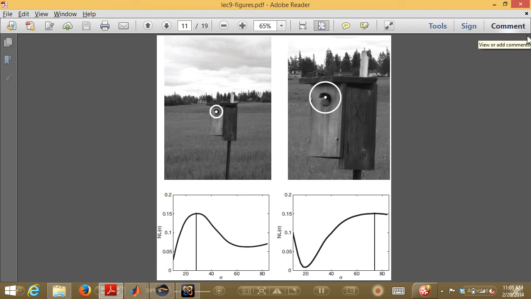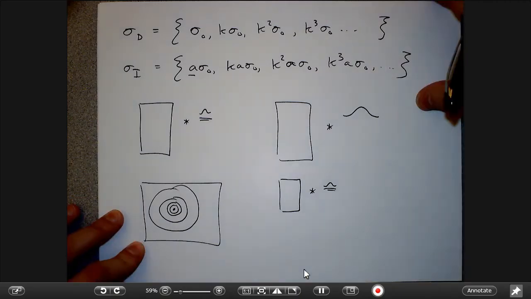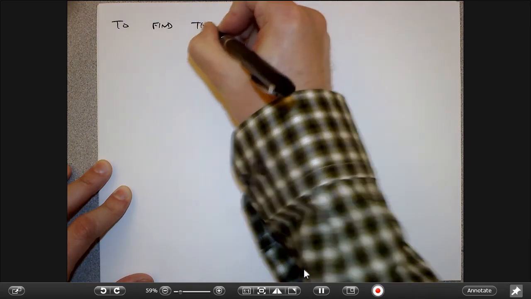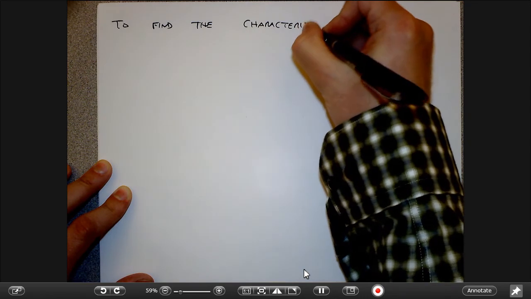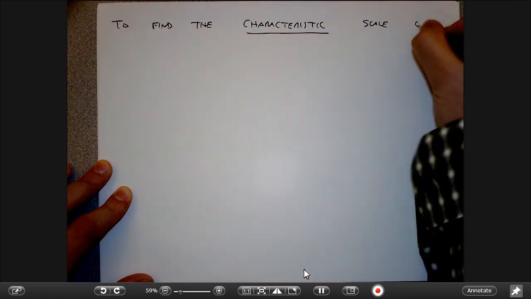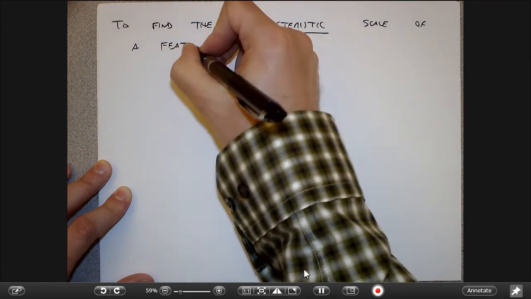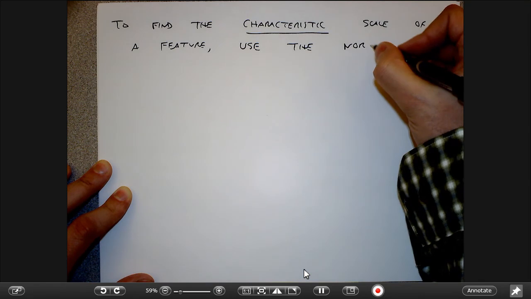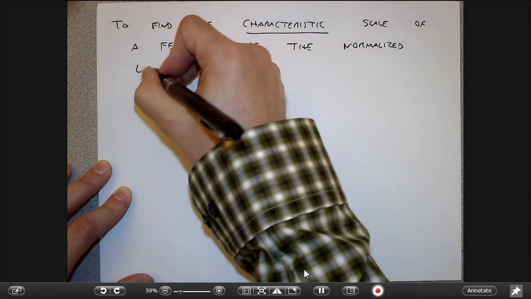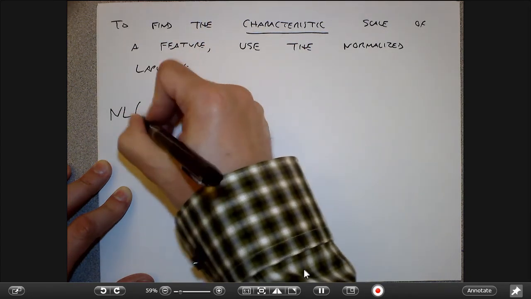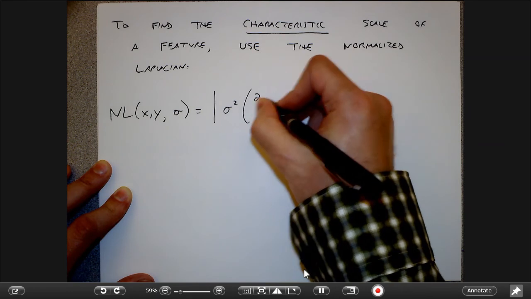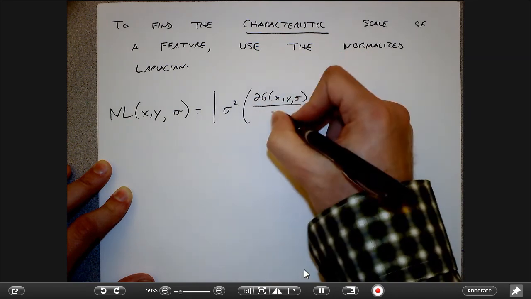So the million-dollar question is, what is the number that I'm plotting on this y-axis, right? What is the number that I'm using to find the maximum of, okay? And let me tell you what that is. So to find what I would call the characteristic scale of a feature, we use what's called the normalized Laplacian. So let me just write down what that is. This should be familiar to you now from looking at lots of Poisson equation stuff. So basically it's the derivative of the Gaussian. It's like the Laplacian of a Gaussian.